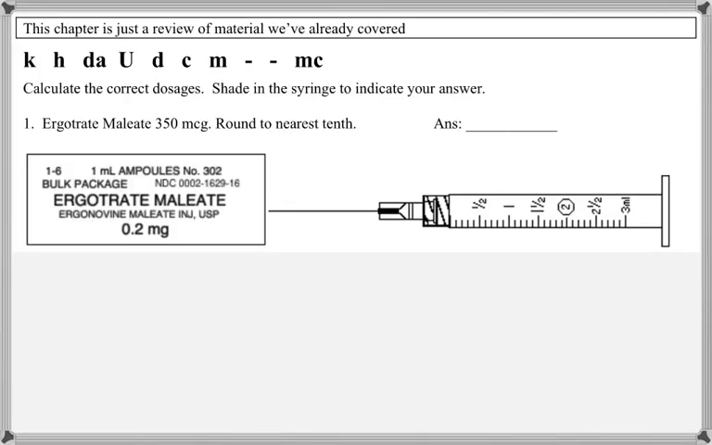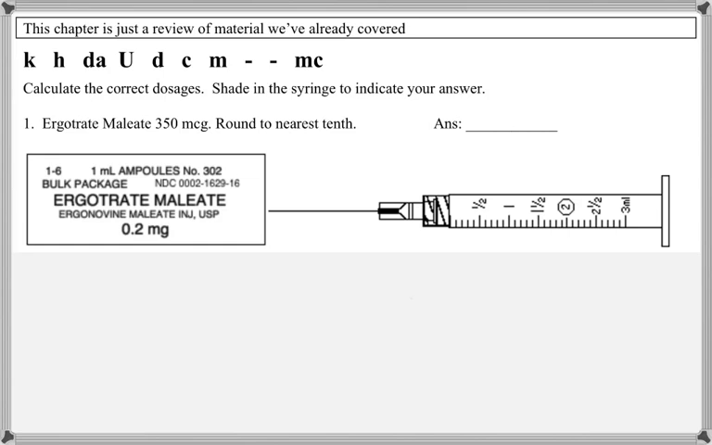This chapter is actually just a review of material we've already covered. So this is where the book introduces proportions, but we've actually already been looking at proportions for a while now. So most of the questions in this chapter are really just going to be review. I do want to look at number 1 here because it's a little bit different.